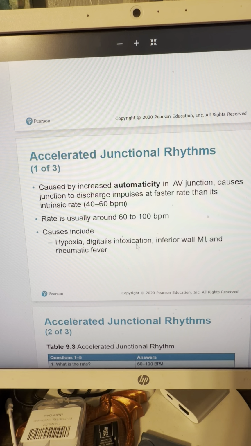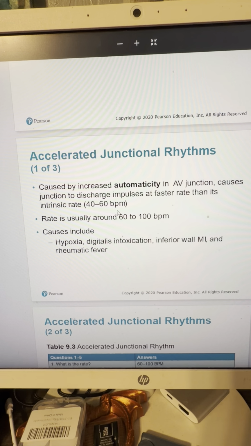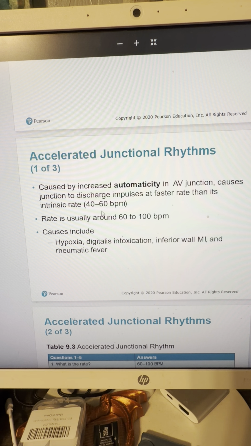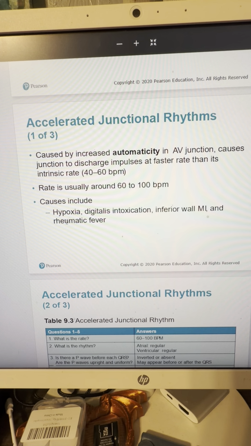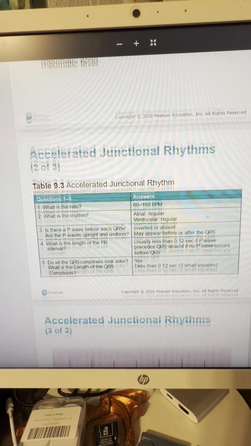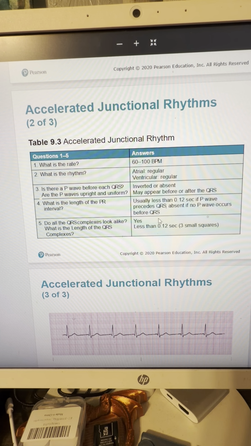Now, if your heart gets kind of irritated, which we call increased automaticity, which means it wants to discharge impulses and it's going to do it a little faster, it's going to be between 60 and 100. This is accelerated junctional. Remember, we can't call anything tachycardic until it gets over 100. So these are the causes. Drugs, this is usually an AFib drug, hypoxia, an impending inferior wall MI, rheumatic fever. These are the rules. We just talked about them.